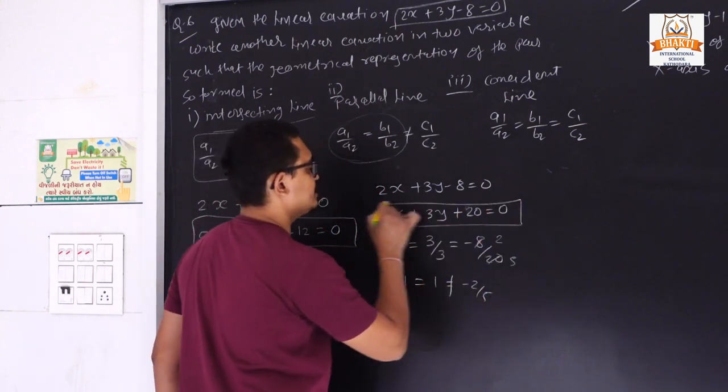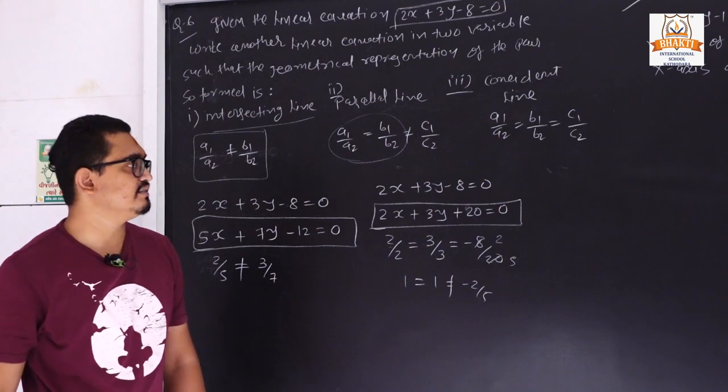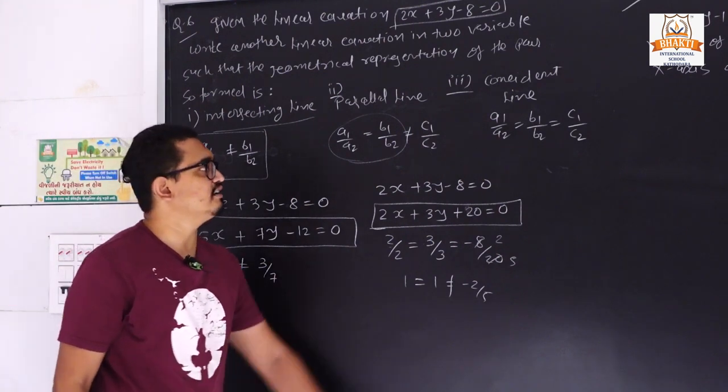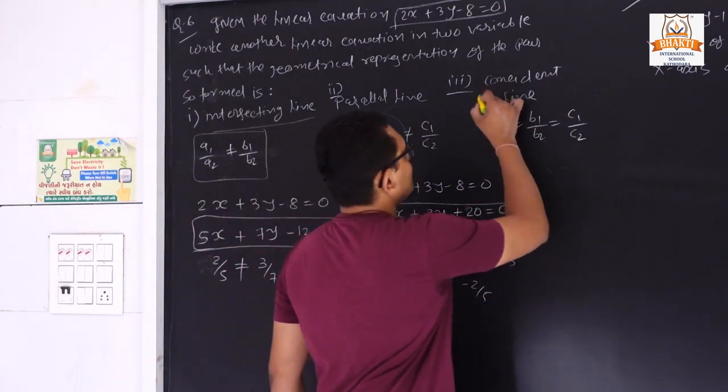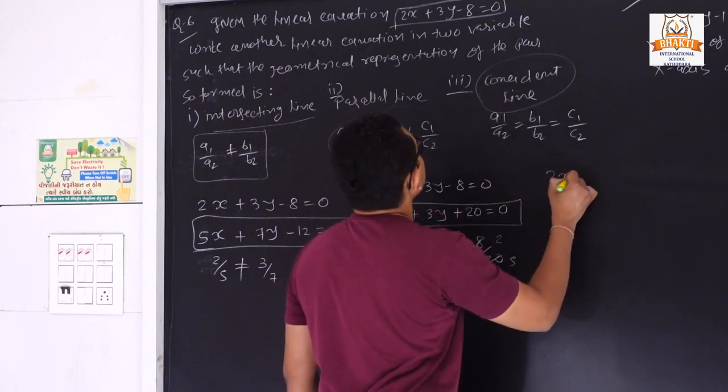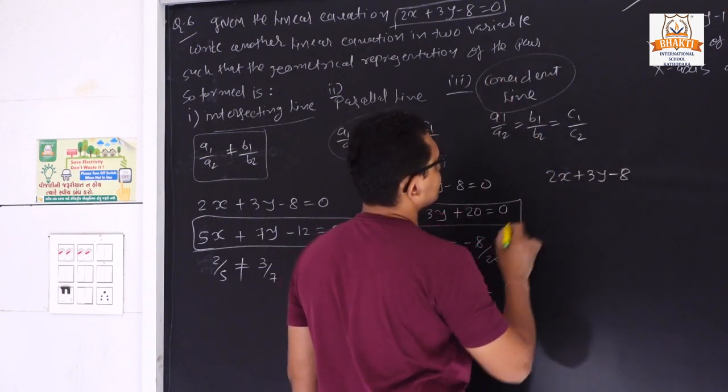So what is our second equation? 2x plus 3y plus 20. Now next, coincident. So first of all I am writing that equation.